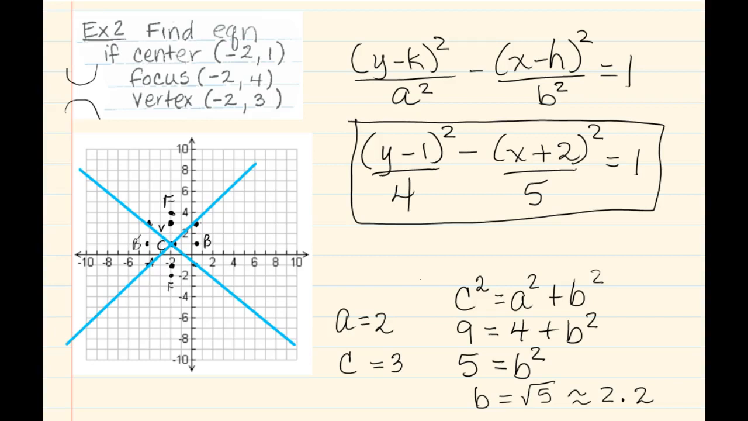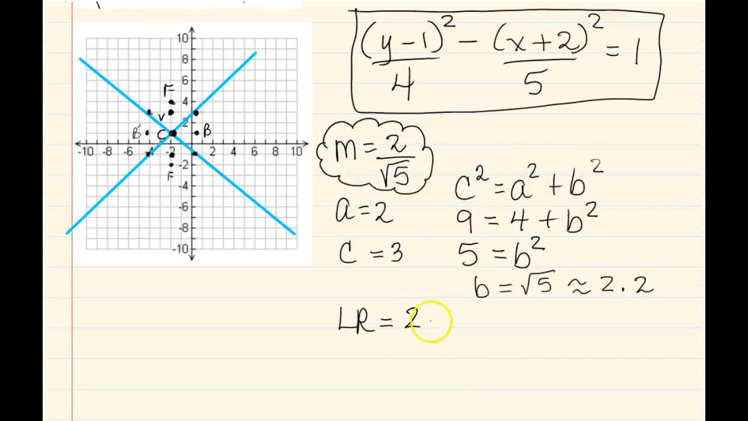We can go from the center to one of the box corners so that we can find our slope. So we went up 2, and then we went over the square root of 5, or 2.2. So we're going to leave that as our slope for our asymptotes. Let's finish graphing; we're going to need the latus rectum. The latus rectum is equal to 2b squared over a, where b squared is 5 and a is 2, so we're going to get 5.